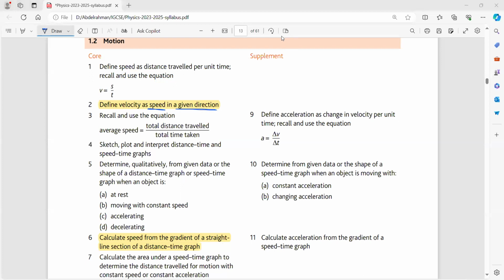For example, if I'm moving north with a speed of 10 meters per second, what is my velocity? My velocity is 10 meters per second due north. The direction would be north. If the direction was west, I would be moving in the west direction. Whatever direction, I would be moving in that direction. But whenever I have a direction, that would be the velocity.